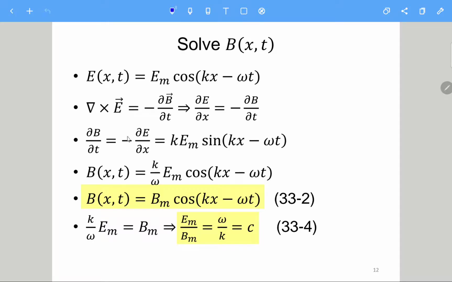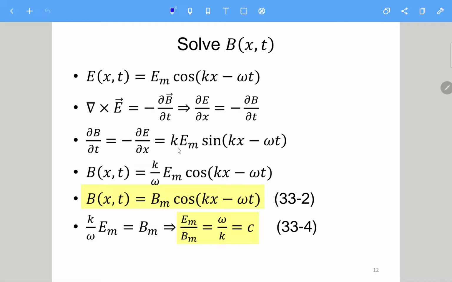So here we take the partial derivative with respect to x, so the cosine becomes a minus sine. We have a minus sign, and here we also have a minus sign, so it becomes positive. So we have a positive sign for this term, and also E_m. And for the chain rule, we take the partial derivative with respect to x, so we only have k here. This is just a constant term, so we multiply by k due to the chain rule.